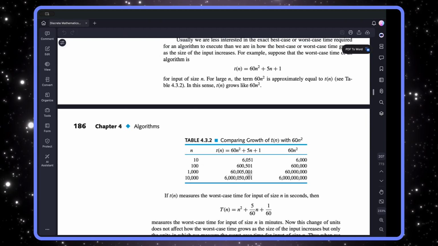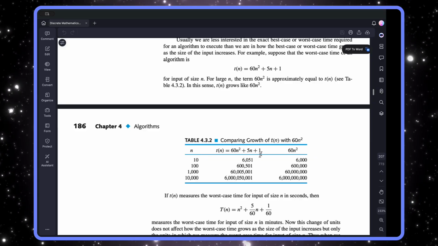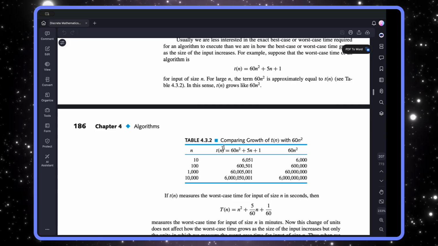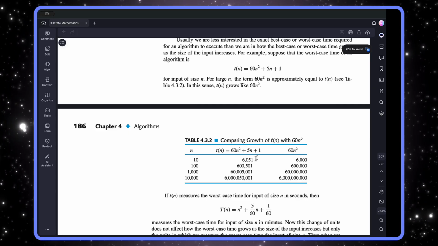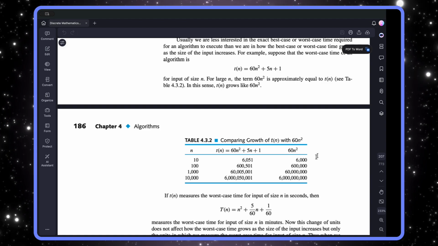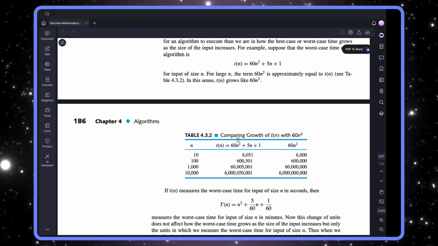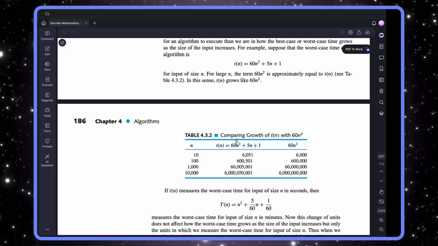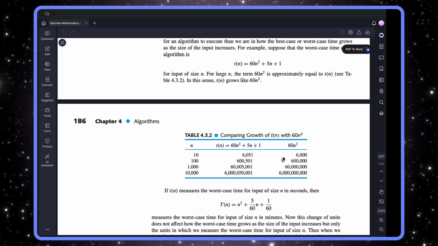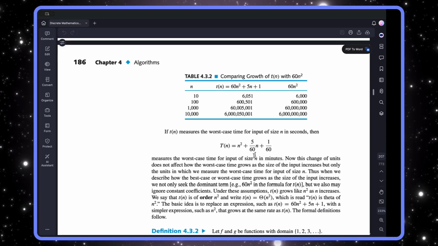So here you see n is equal to 10. Well, the exact answer, if that in fact is T sub n, would be 6,051. But notice that that's actually very close to just 6,000. So what we're really interested in is trying to figure out what the largest term in this finite sum is, in a sense. So, all right.